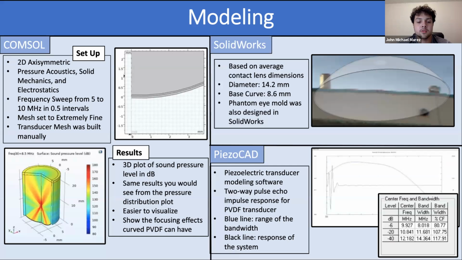In COMSOL, we modeled the PVDF transducer with a parylene C matching layer. The space dimension for this geometry was 2D axisymmetric, and the physics of the simulation were pressure acoustics, solid mechanics, and electrostatics. The solid mechanics physics was applied to the PVDF, while the other two physics were applied to everything else. In the image shown for results is the 3D plot of the sound pressure level in decibels.